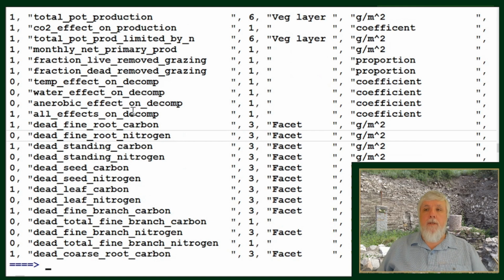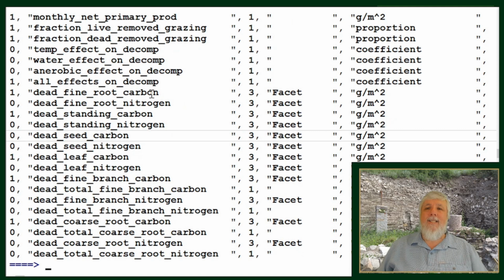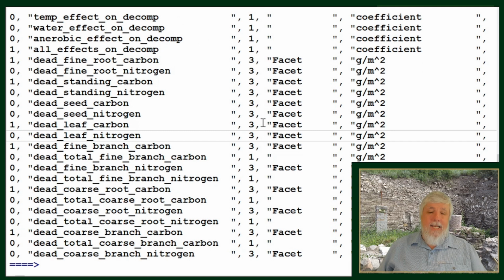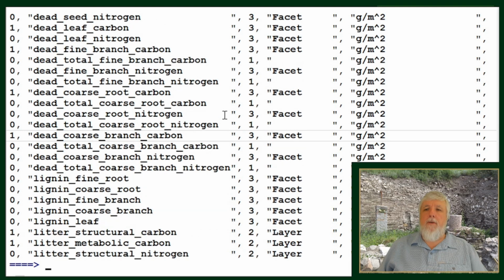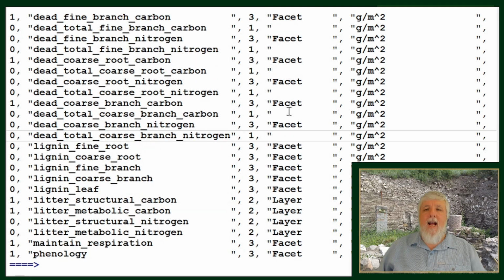Different effects on decomposition. The dead carbon available. So this is tracking dead fine root carbon, dead fine root nitrogen, etc. Standing dead, seeds, etc. Different facets. Now, some of this is a matter of efficiency. So there are some entries in G range and L range where the structure is kept consistent, even though it isn't necessarily as efficient as it could be in terms of storage.